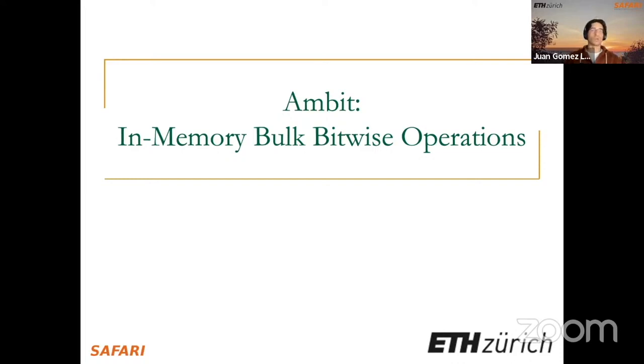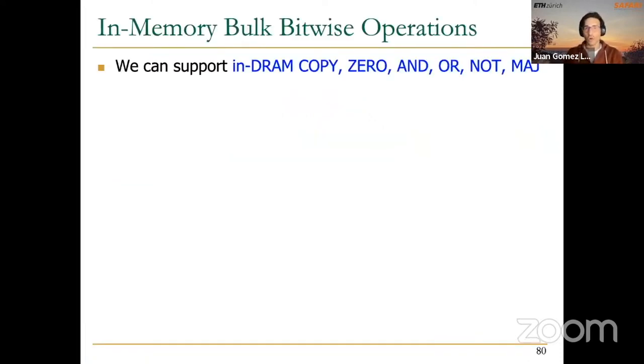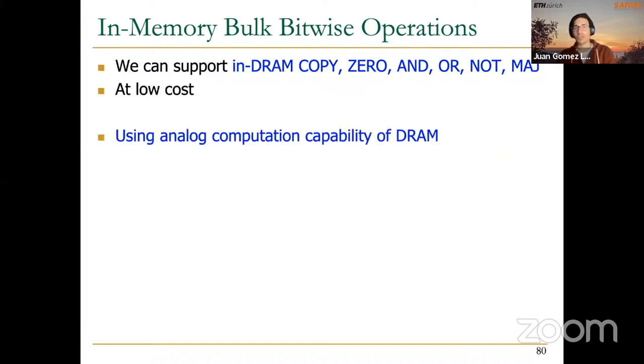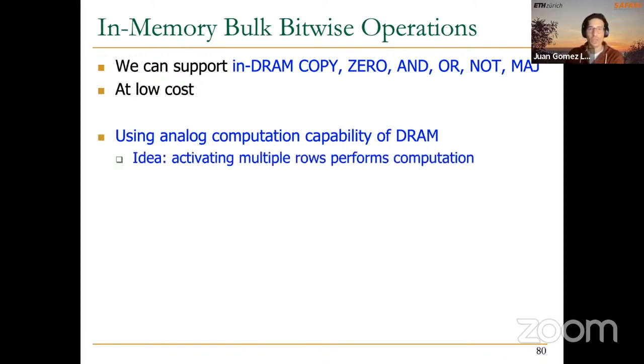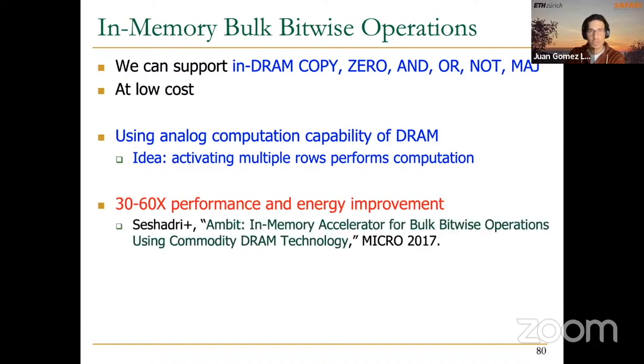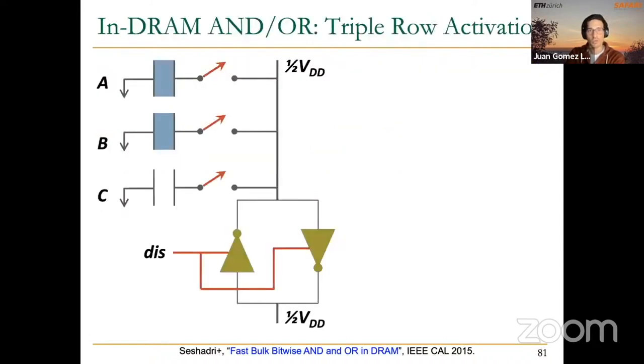It would be much better if we were able to do more operations, or more complex operations. For example, bitwise operations like AND, OR, NOT, majority operations, and do it at low cost, and do it using the analog computation capability of DRAM, which essentially is using the natural way of DRAM to work. The way we are going to do it is by activating multiple rows to perform the computation, and you will see very good performance and energy improvements, and this is what Ambit proposes.